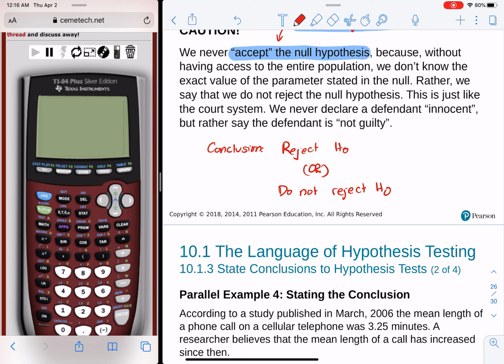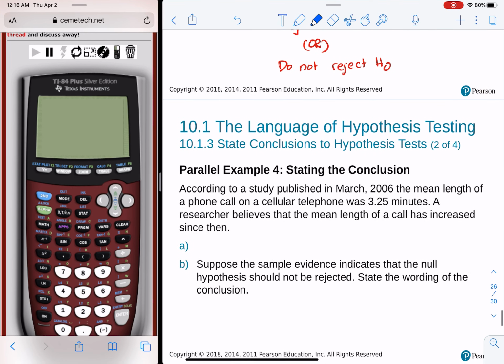There is a very good example here. In our judicial system, we don't say that the defendant is innocent. We rather say that the defendant is not guilty. There is a complete distinction between the two. Good examples would be O.J. Simpson and Casey Anthony.